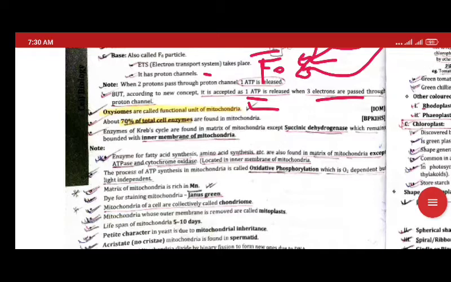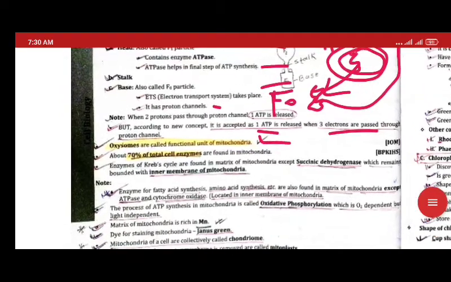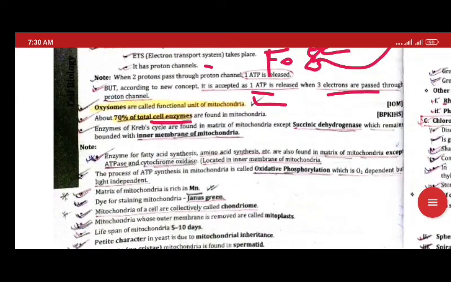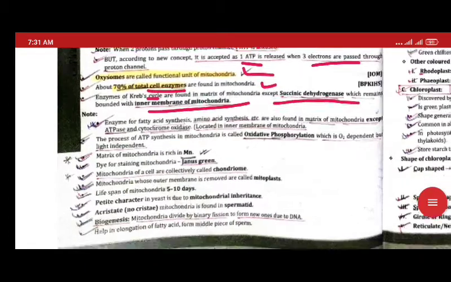So how do oxysomes occur? In the inner part there are cristae. The cristae contain tennis-racket-like structures that contain oxysomes. So that is how oxysomes occur. Now 70% of total enzymes are found in mitochondria. Enzymes like the Krebs cycle are found in the matrix, and all enzymes are contained in the matrix except succinate dehydrogenase, which is contained in the inner membrane of mitochondria.